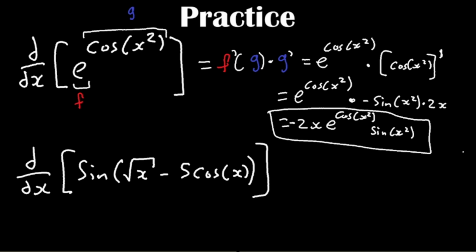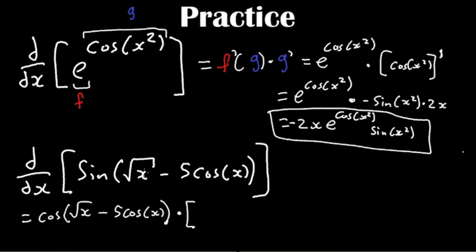Alright, for this next one, it's a bit more, I guess, straightforward. We don't need chain rule 2 times. So our outside function is sine. So we do cosine, because that's the derivative of sine, of the inside. So square root x minus 5 cosine of x times the derivative of the inside. So we do these 2 parts of the inside separately.